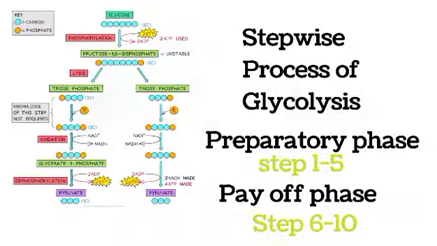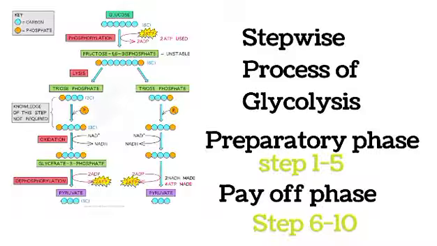Payoff phase, generation of 4 ATP and 2 NADH. 1. Oxidation and phosphorylation of glyceraldehyde 3-phosphate. Glyceraldehyde 3-phosphate is oxidized and phosphorylated to 1,3-bisphosphoglycerate by glyceraldehyde 3-phosphate dehydrogenase, producing 1 NADH molecule.